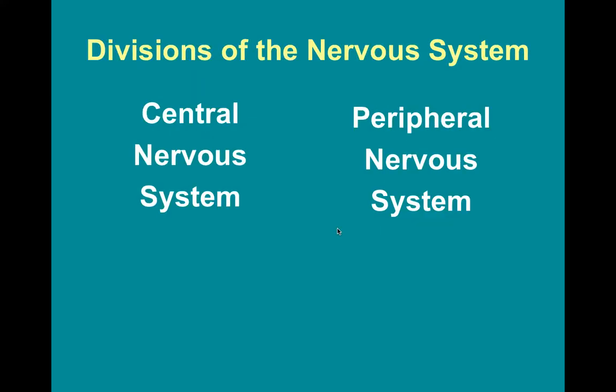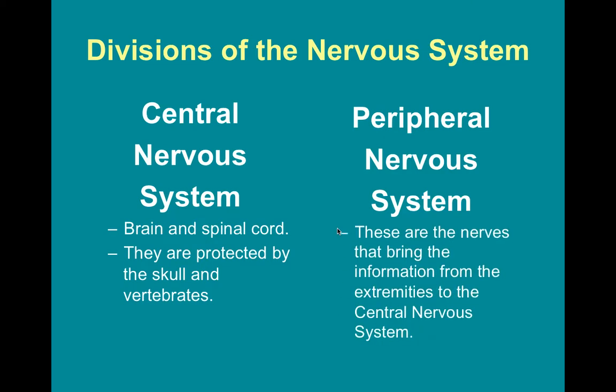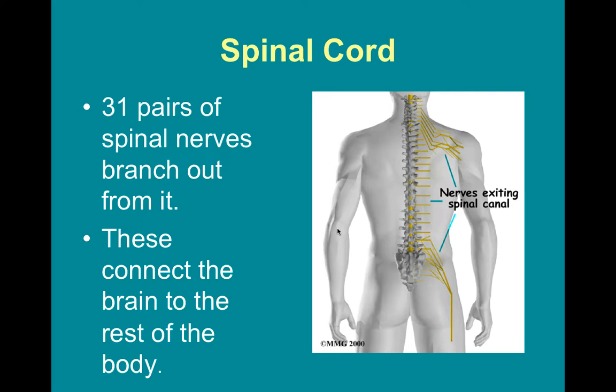There are two parts of the nervous system. The first part is called the central nervous system. It is the brain and the spinal cord. They're protected by the bone called the skull around the brain and the bones called vertebrae around the spinal cord. The peripheral nervous system is where the nerves go out into the body. So they take information out and bring it back in. The spinal cord has 31 pairs of nerves that branch out, and they connect the brain to the rest of the body.